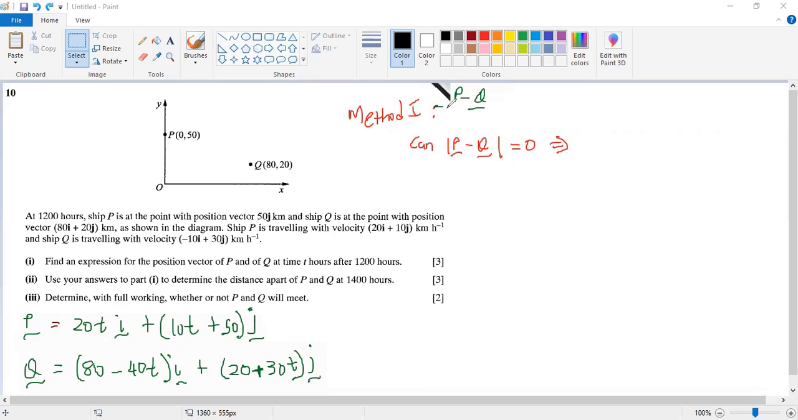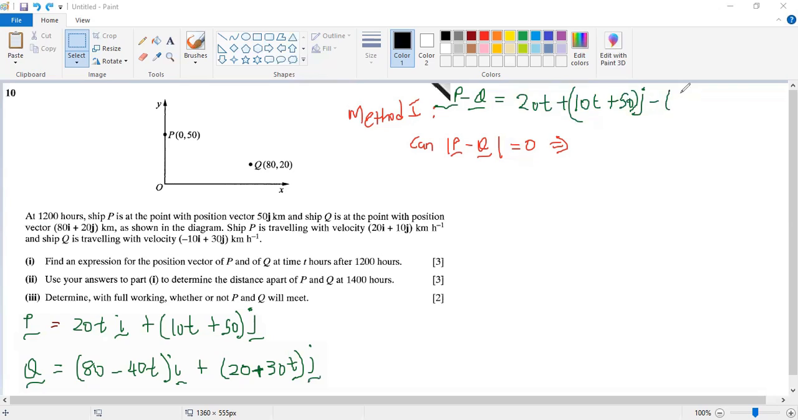So P minus Q equals, just subtract like we did just now. I'll straight away subtract and put it equal to 0. That's one way, meaning each component. The i part will be 20t, maybe I write it out. I wanted to do it fast, but let's not skip steps. 10t plus 50j. This is the P minus the Q.